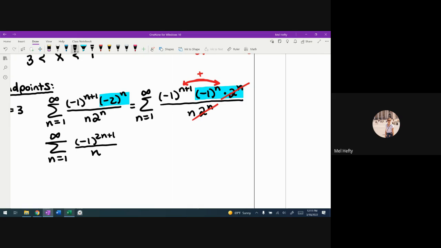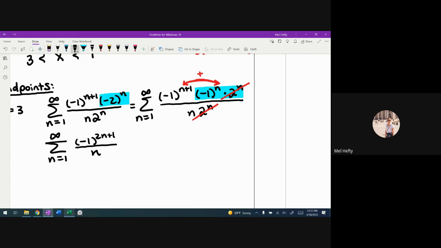What does this kind of look like? It kind of looks like a harmonic, right? With the n on the bottom. But remember, it could also be an alternating harmonic. And that changes whether things converge or diverge. So what does the regular harmonic do? Diverge. What does the alternating harmonic do? Converge.